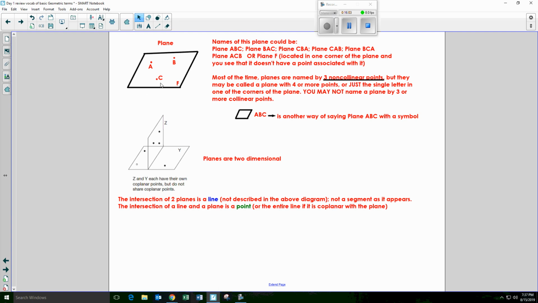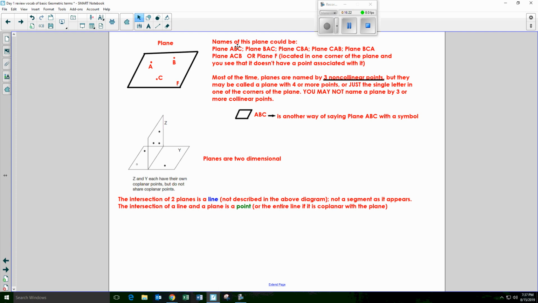In order to have a plane, I have to have at least 3 non-collinear points, or I have a single letter in one of the 4 corners that does not have a point associated with it. Notice there's no dot here to make it a point like A, B, and C are. Just a single letter by itself.